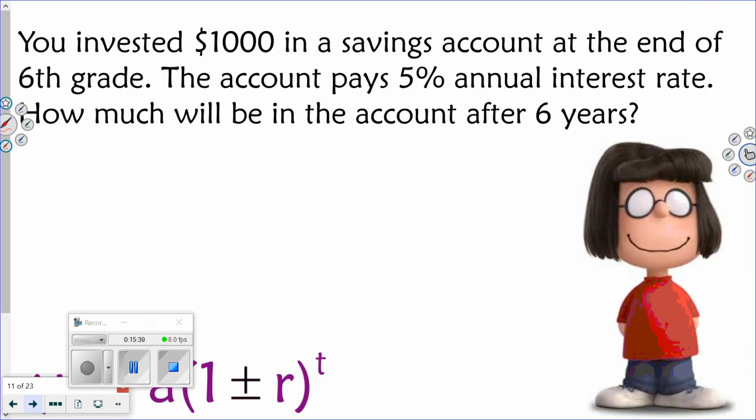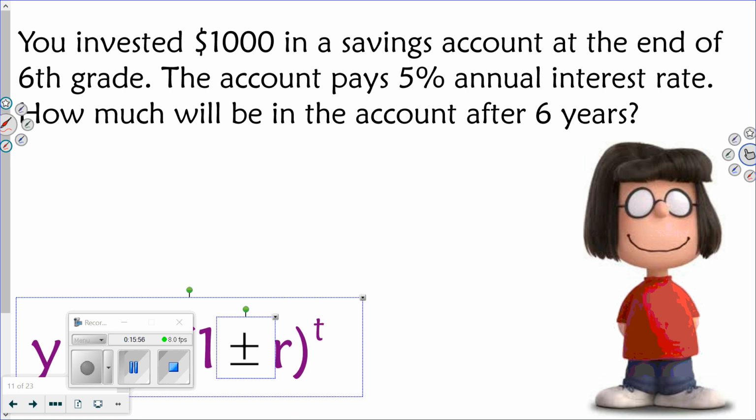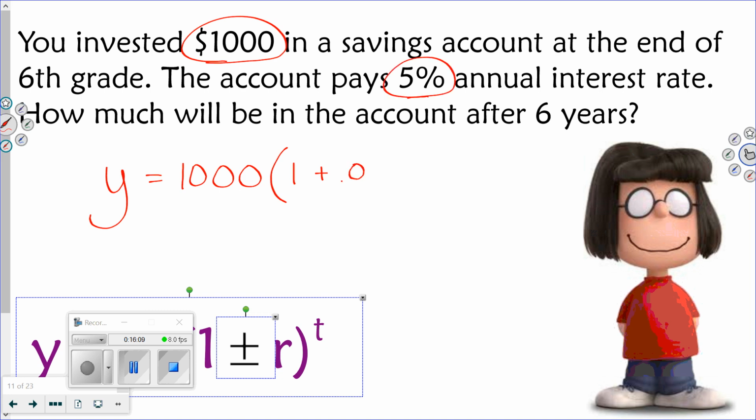All right, so you invested $1,000 in a savings account at the end of 6th grade. The account pays 5% annual interest. How much will be in the account after 6 years? So is this a growth or a decay? It is growth. So looking at my formula, y equals, my initial amount was $1,000. And since it's growth, I'm going to do 1 plus. 5% is 0.05. And then my t, or my time, is 6 years. So we can just type that right in.